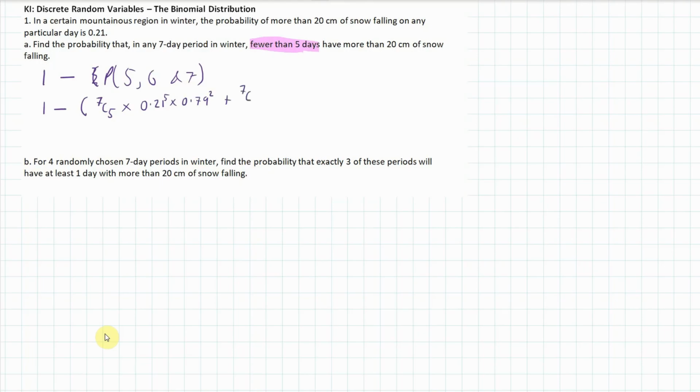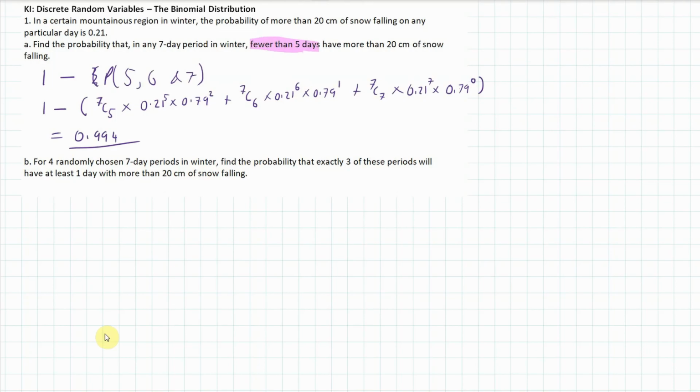Now, if it's 6 days, it's 7C6 multiplied by 0.21 to the power of 6 times 0.79 to the power of 1. Now, if we have all 7 days having that much snow, it'll be 7C7 times 0.21 to the power of 7 times 0.79 to the power of 0. And chucking that all into the calculator, I was getting 0.994. Hopefully that's right.